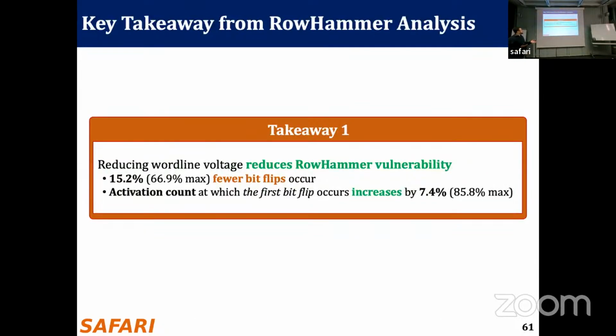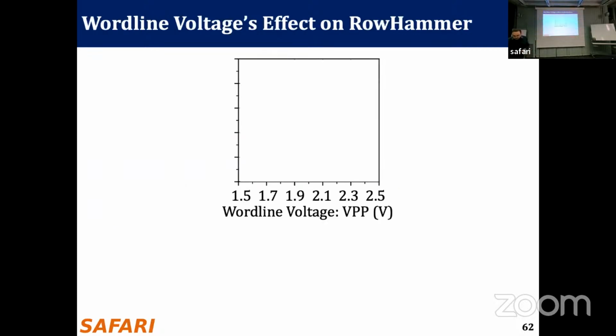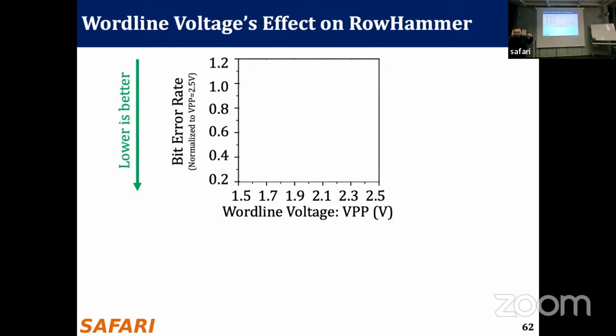Our first takeaway is that reducing wordline voltage reduces RowHammer vulnerability, because you have lower fluctuation in the wordline voltage, and it can cause fewer bit flips, and it increases the necessary hammer count to induce a bit flip by some amount. And here is some data. On the x-axis, we look at the wordline voltage. 2.5 volts is the nominal voltage, and then we reduce it from right to left. On the y-axis, we look at the bit error rate. In this case, lower is better.